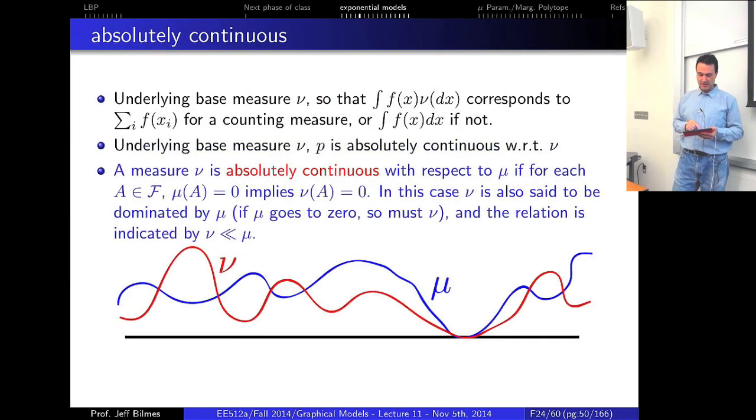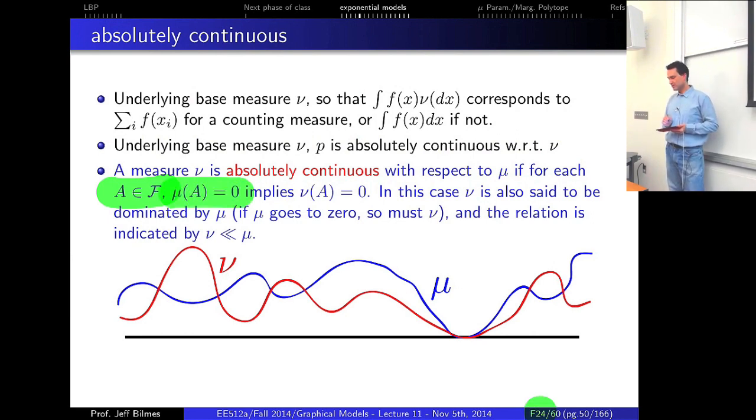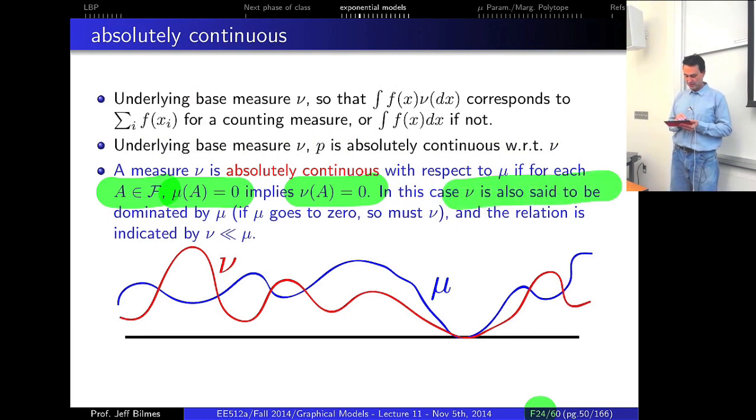In general, we say that nu is absolutely continuous with respect to some other measure mu if, for each measurable set A, where F is all measurable sets, whenever mu gives A a 0 measure, nu must also give A a 0 measure. You can also write it as nu being dominated by mu. Or yet another way of saying it is that if mu goes to 0, so must nu.